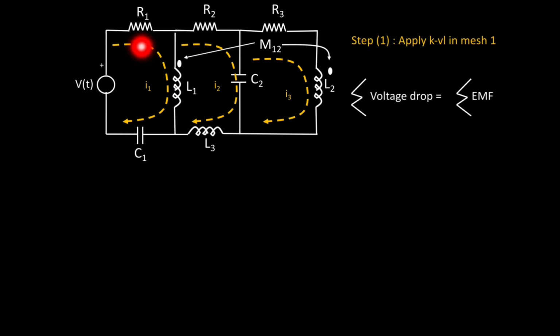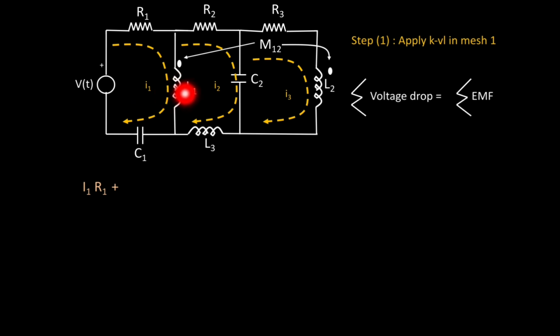If you want to write down the equation for the voltage drop for R1, which current is flowing through R1? We know I1 is flowing through R1. So the voltage drop equation for this resistor R1 is I1 into R1. Then we will put the plus sign because we have to do the summation. Then the next element we have in mesh number 1 is L1.